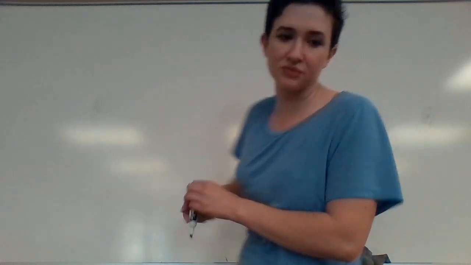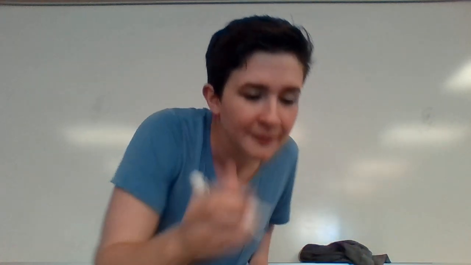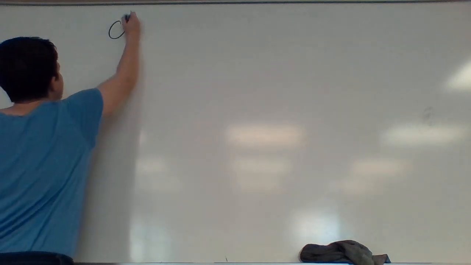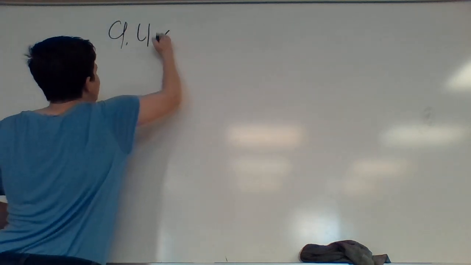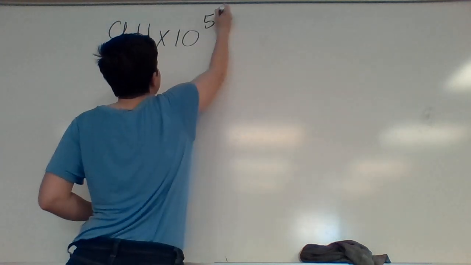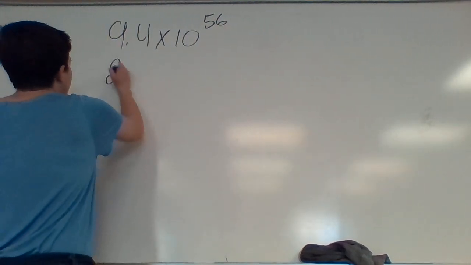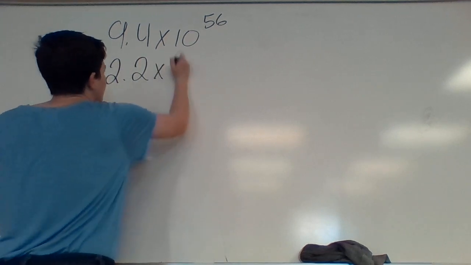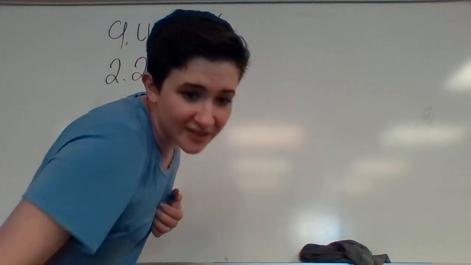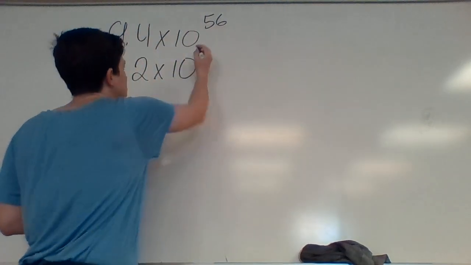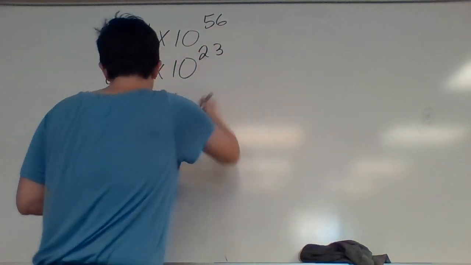Okay. Let's make another run. And by that, I mean just read what I already had on my PowerPoint. 9.4 times 10 to the 56. Yes, I'm using very large numbers just to highlight that I don't actually have to multiply these, because I would never make you multiply 10 to the 56 by 10 to the 23. I just wouldn't do it. That would be cruel and unusual.